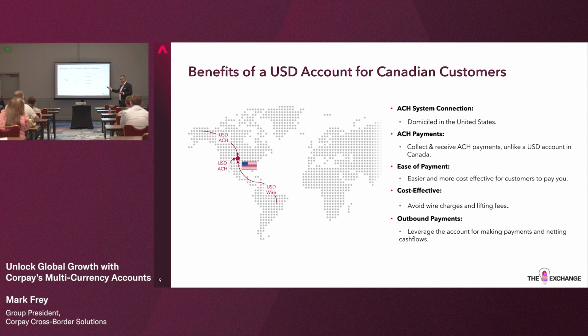So if someone pushes a wire to you to receive that US dollar payment into your US dollar bank account in Canada, they typically pay a fee of $15 to $35 to initiate that SWIFT wire to you. And when that money comes into your bank account, you will also pay a lifting charge to receive those US dollars. Somewhere between $15 to $20 ultimately that you will pay for each inbound payment.